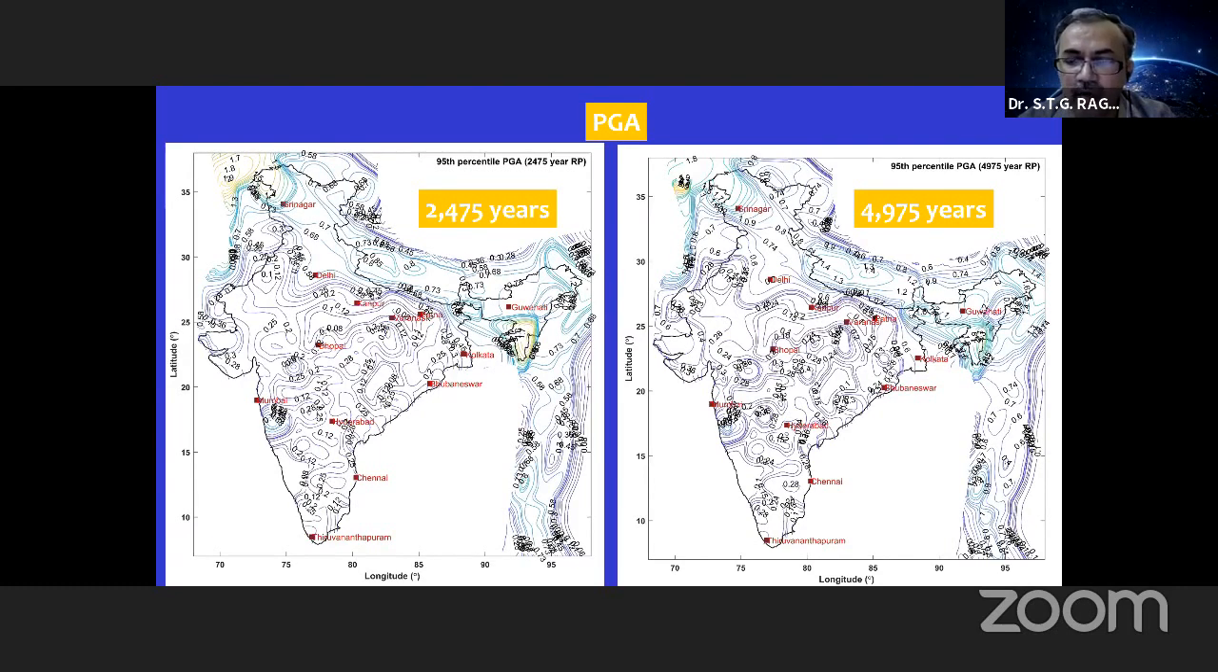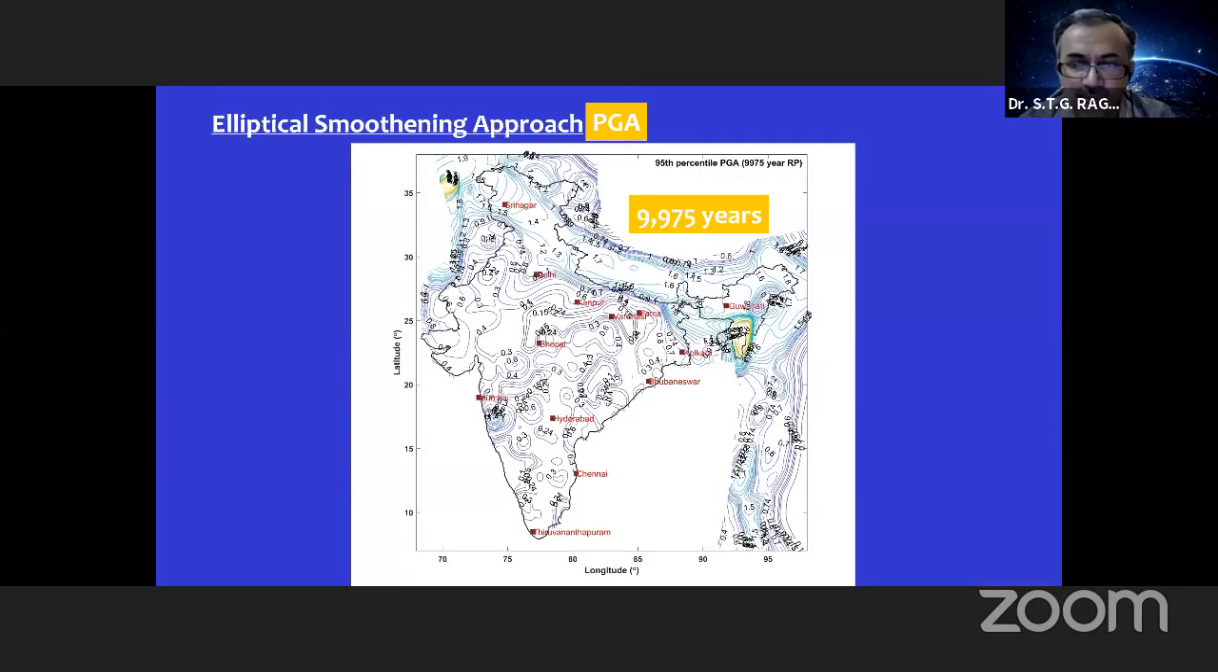So this is very important for nuclear power plants and very important structures. Of course, the design value will be very high, but the risk level will be very small. You can see the values are 2 G, 1.7 G. Now you can compare these maps with the United States maps which I showed at the start. Our numbers are also more or less similar to the other countries' numbers.